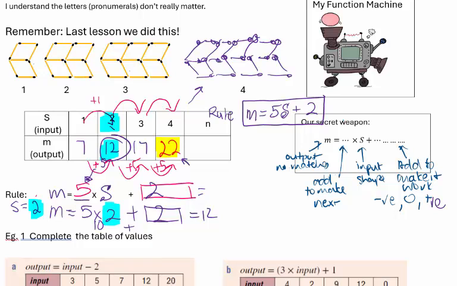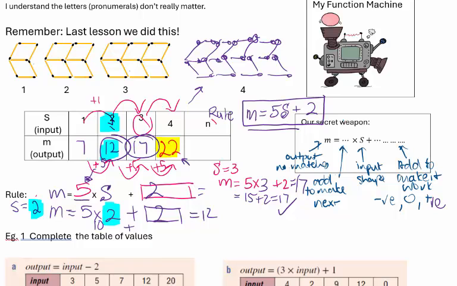Doing it once isn't good enough. I need to try it with another one. So I'm going to do it with 3. When S equals 3, I'm going to have M equals 5 times S plus 2. So instead of writing S, I'm going to do 3. And hopefully it equals 17. Where did it come from? There. So I have 15 plus 2 equals 17. Yes, okay, great. The rule works, so that's going to be my rule.